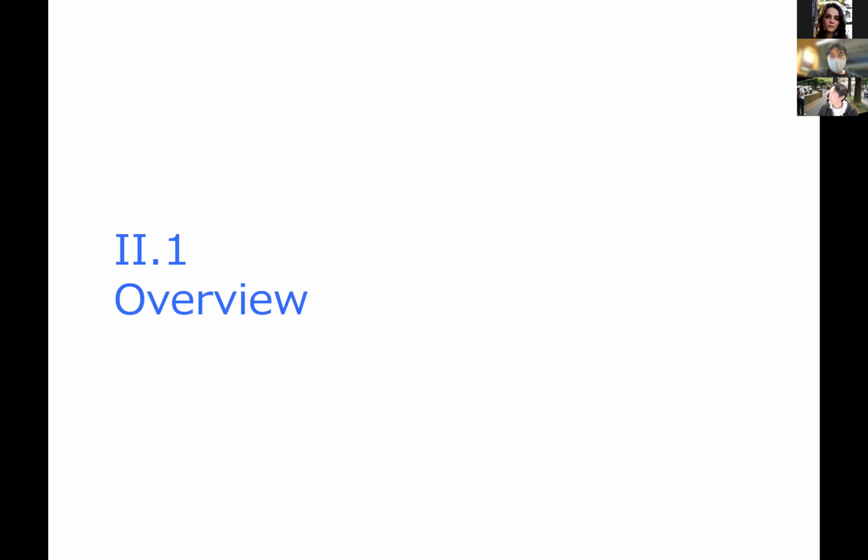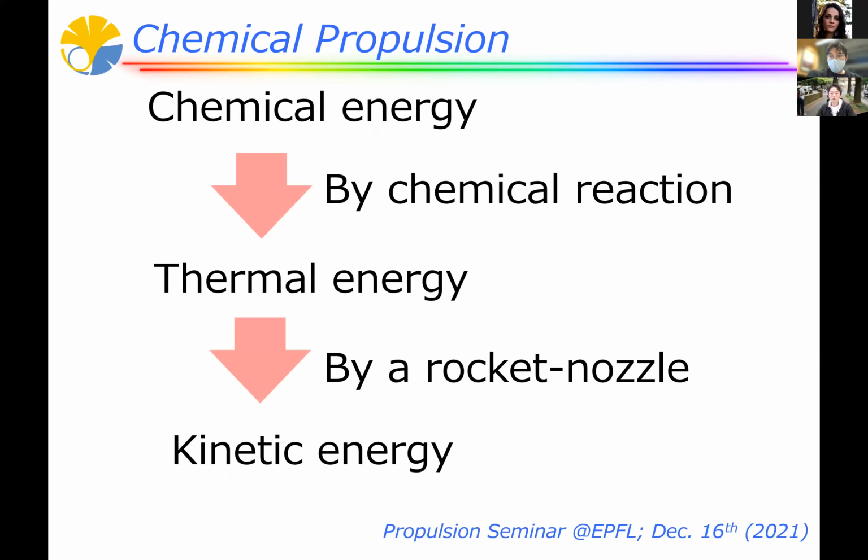Okay, so let's go to the overview. As I said, the principle of chemical propulsion is that first, we have chemical energy. By some kind of chemical reaction, we convert this energy to thermal energy. After that, by using a rocket nozzle, we convert this to kinetic energy. Any kind of propulsion system has kinetic energy as its final purpose. The chemical propulsion system starts from chemical energy, but in the middle, it includes thermal energy. So these two steps are the fundamentals of chemical propulsion.